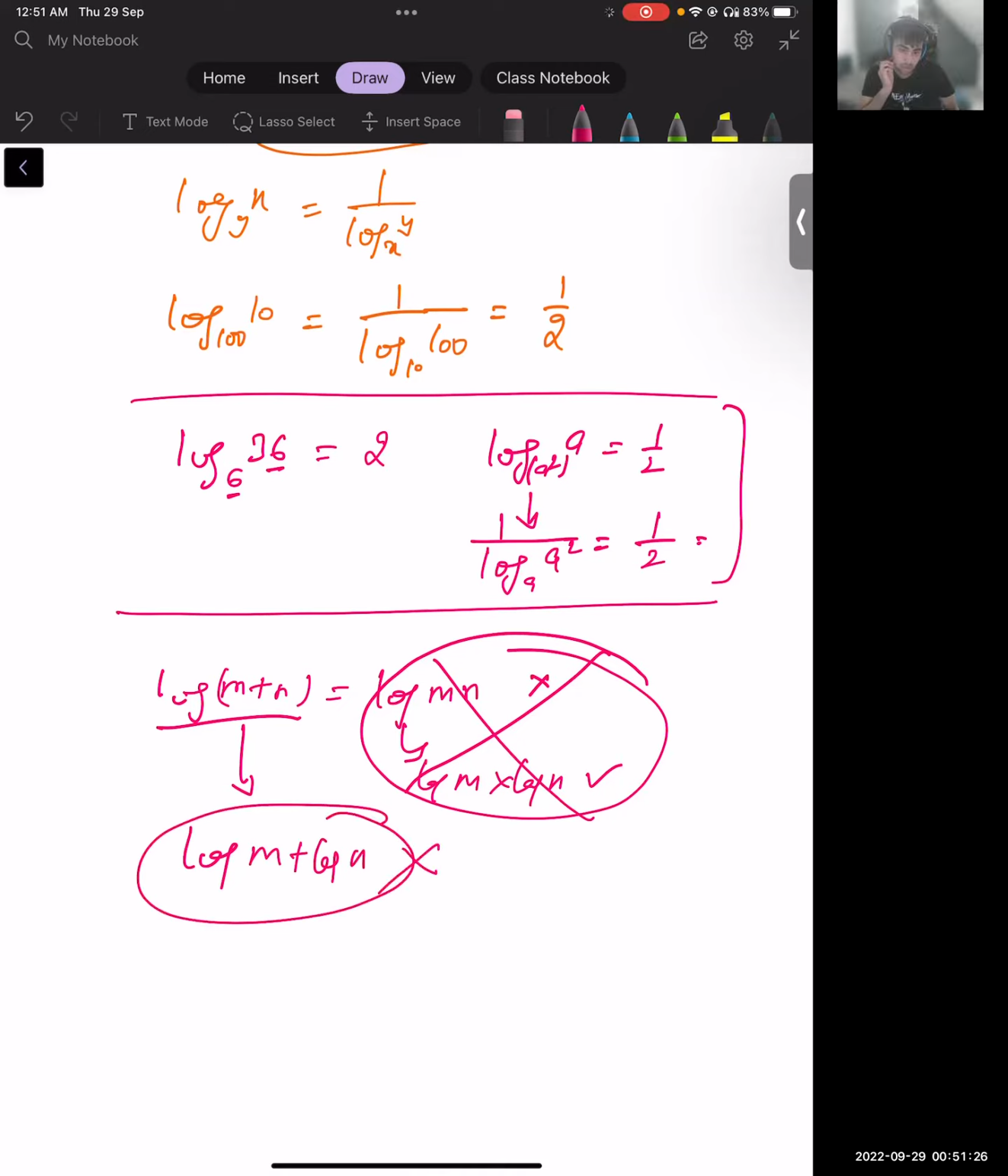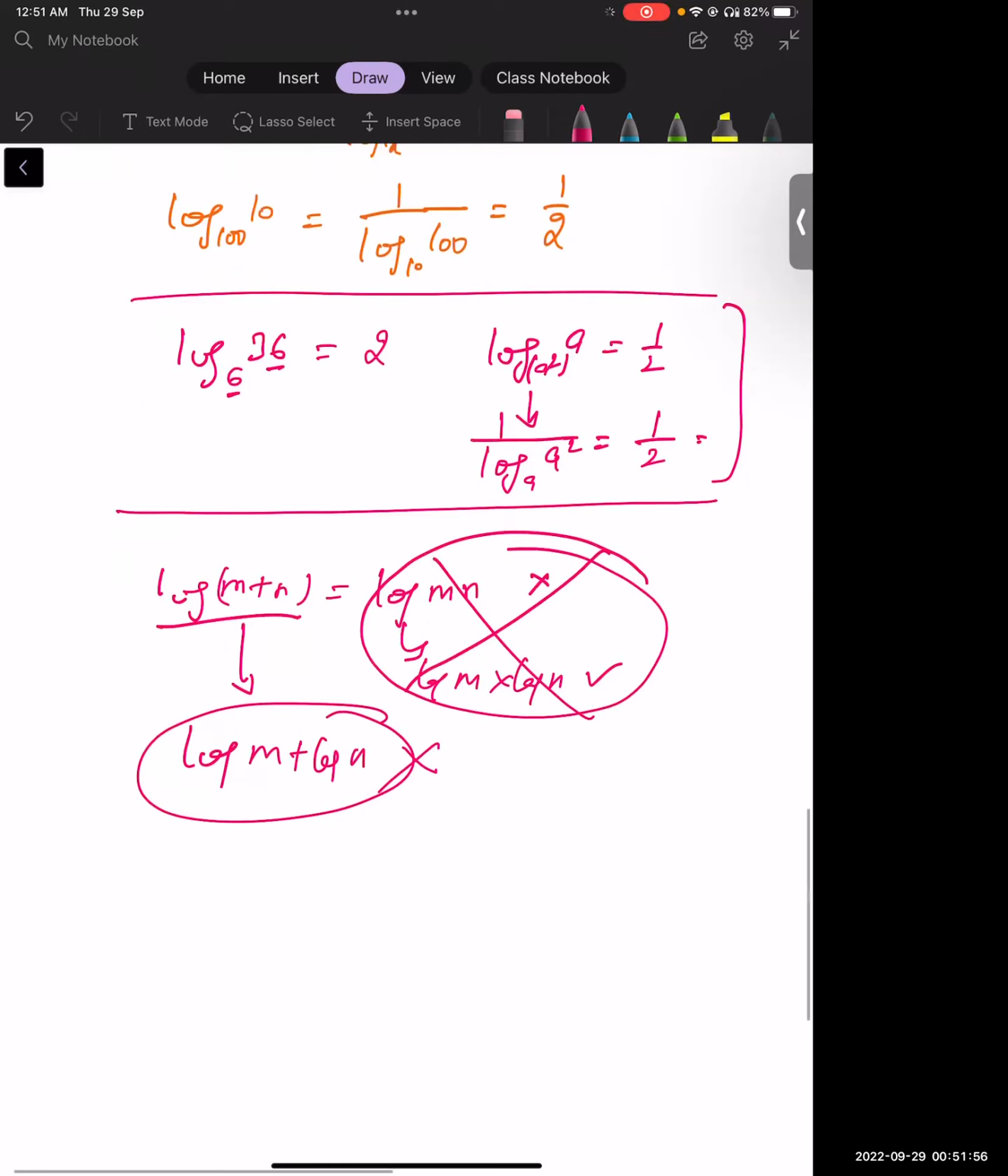Sometimes the student thinks that the log will get multiplied with both the terms, and both are wrong. Neither will any property be applied. Log m into n is wrong. Log m plus log m into log n is wrong, and log m plus log n is also wrong. That means we cannot apply any property in log m plus n. 95% of students apply the same property. Got it? There is a problem.